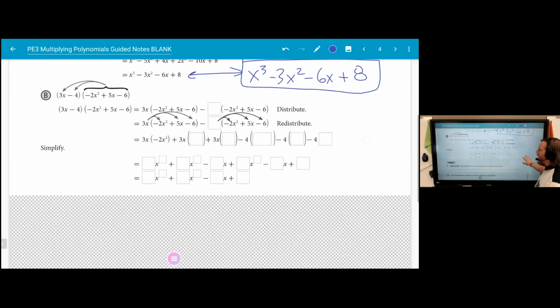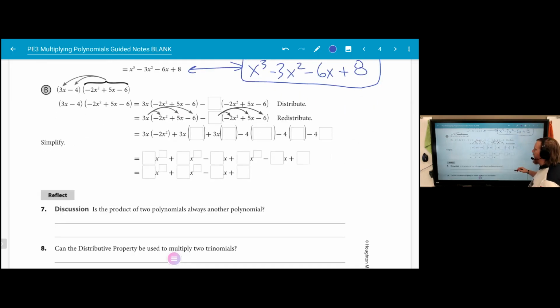Okay, let's look at one more example here. I'm going to write ours to the side because that's just a lot of boxes. We have 3x minus 4 times negative 2x squared plus 5x minus 6. Let's see, 3x times all of that stuff, and then minus 4 times all of that stuff. We're going to do it on our own. 3x times negative 2x squared plus 5x minus 6. I might run out of room. That's all right, we'll do it like this. Minus 4 times negative 2x squared plus 5x minus 6.